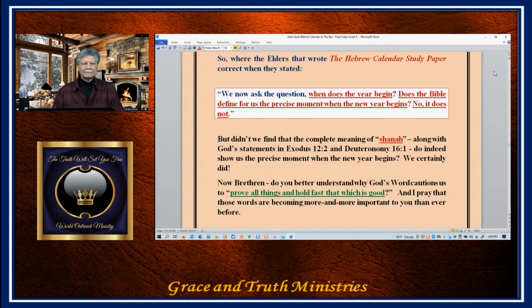So now, dear friends, do you understand better why God's word cautions us to be careful and to prove all things and to hold fast that which is good? And I pray that those words are becoming more and more important to you every day. Let them sink in so that no man deceives you, please. So please stay with us as we continue to investigate which calendar today's saints should be following.